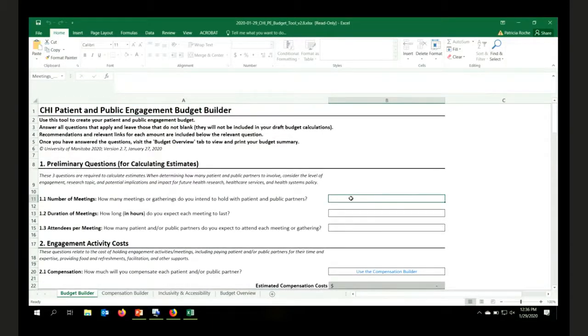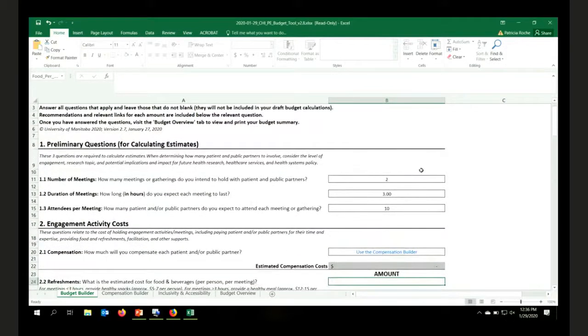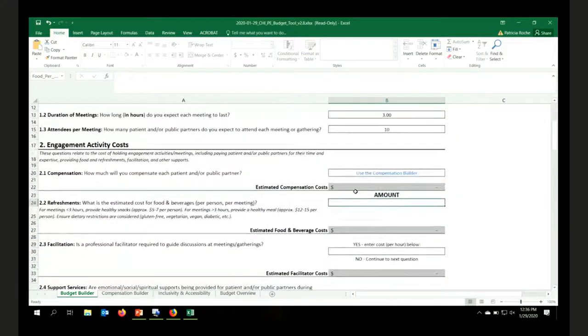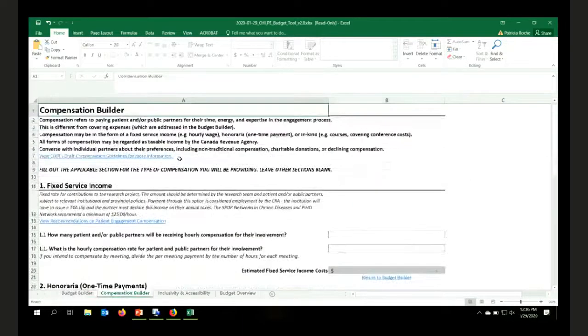So say we're doing, what was it, 2 discussion meetings. We tab through. The next is how long are they going to be in hours? So 3 hours, and we have 10 lovely ladies joining us. These are really the key parts that will help the file do all the math for you to figure out your amounts for food and everything. Then we'll go down to engagement activity costs. Number 1, compensation, and we can use these blue hyperlinks within the file to flip back and forth between the pages. So now we're in the compensation builder.